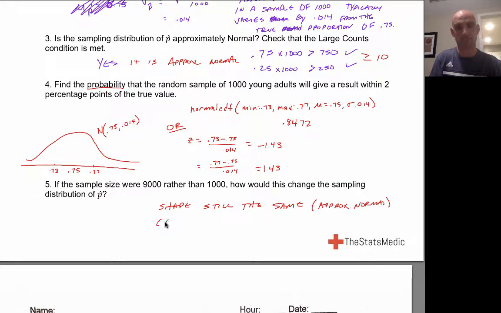The center is the same. It is equal to 0.75. And the variability is going to decrease, right? I think that's the most important point of a question like this. The variability decreases.